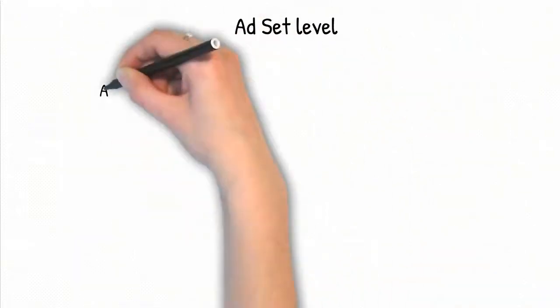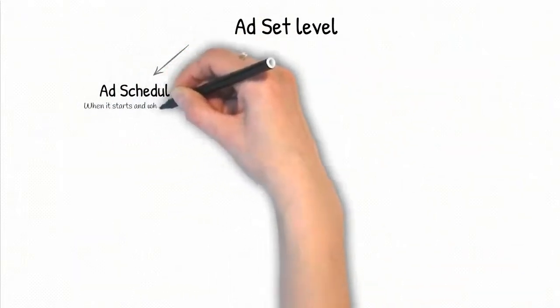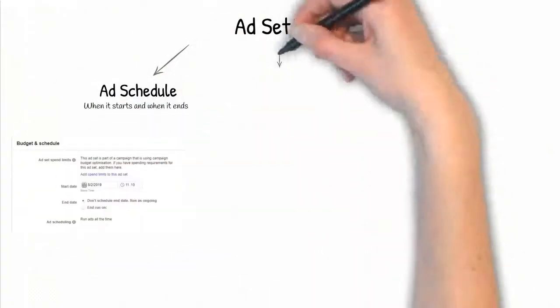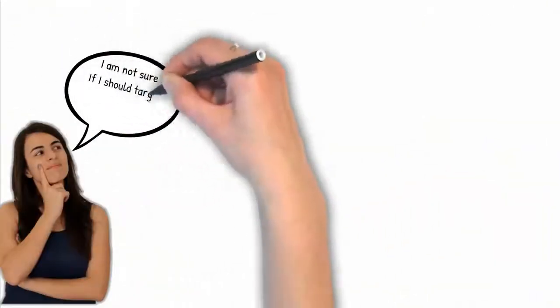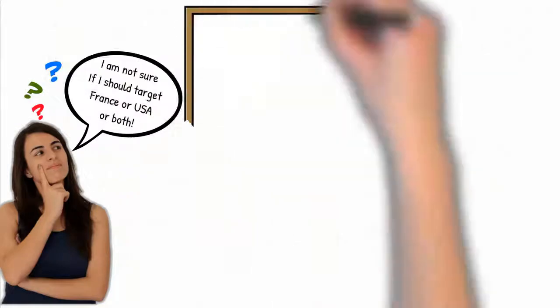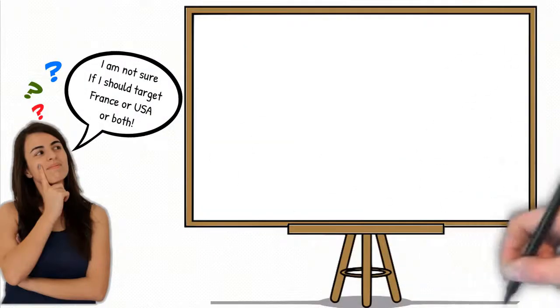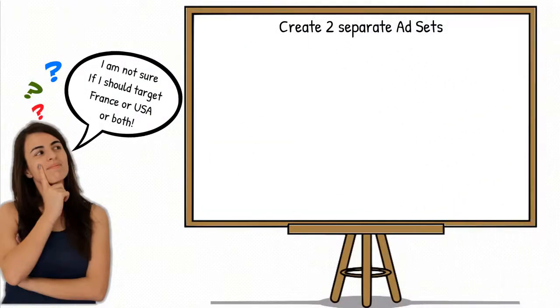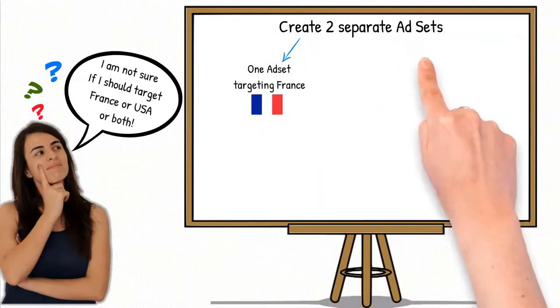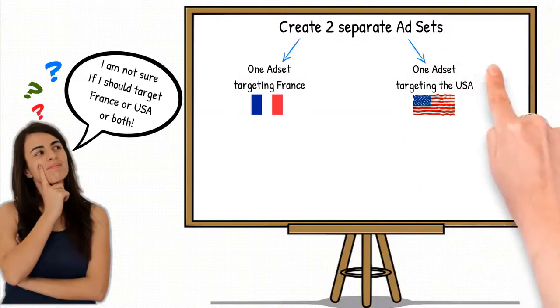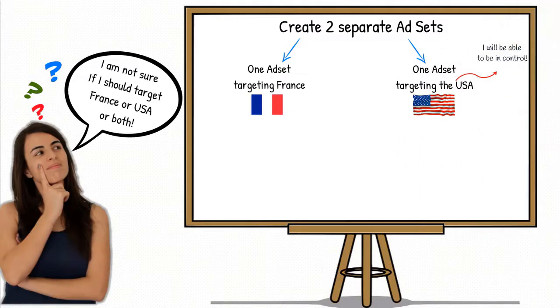At this level, you choose the schedule of your ad, when it starts and when it ends, the audience you want to target, and the ad placement. Let's say I want to target people in France and people in USA, and I'm not sure which location will work best for me. I can create 2 separate ad sets, and I tell Facebook to target people in France in the first ad set and people in USA in the second ad set. In this way, I will be able to be in control. How is that? Let me show you.